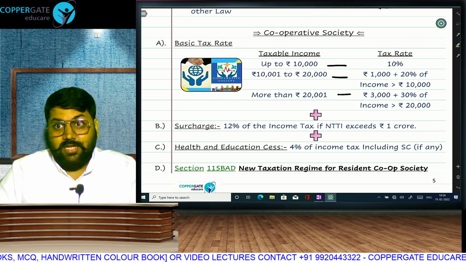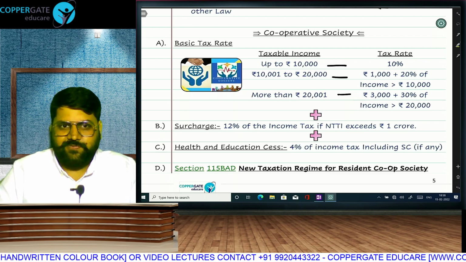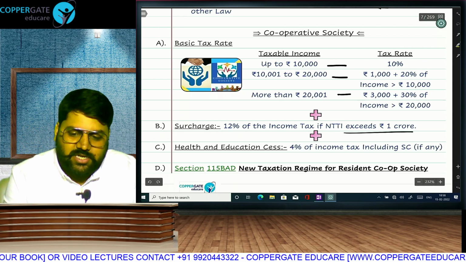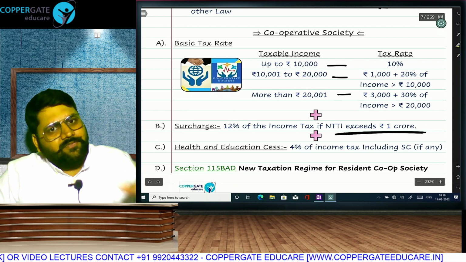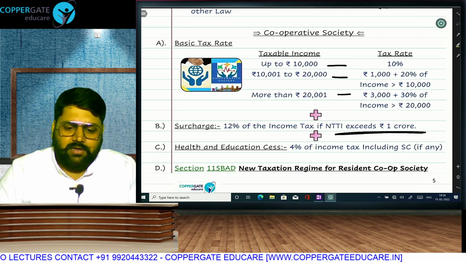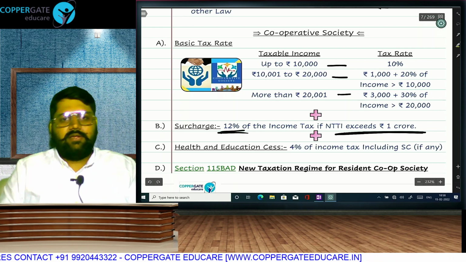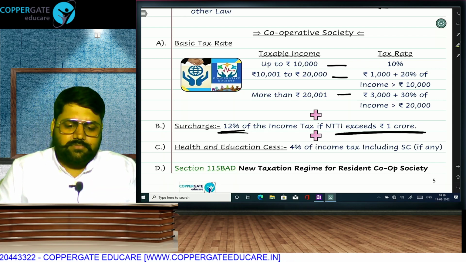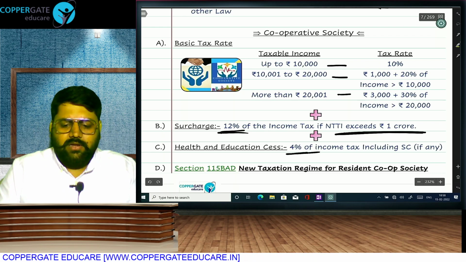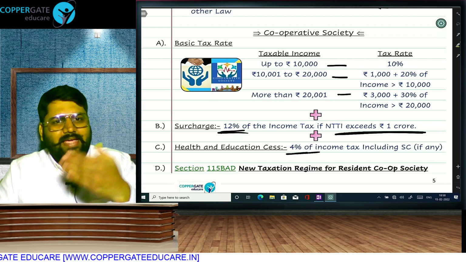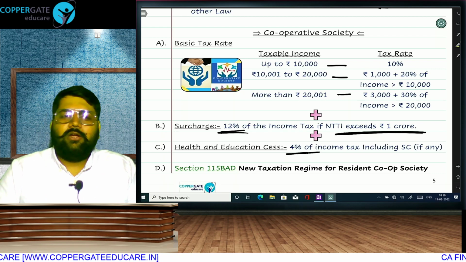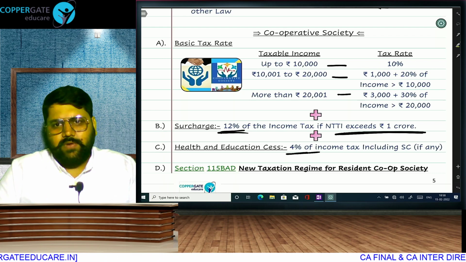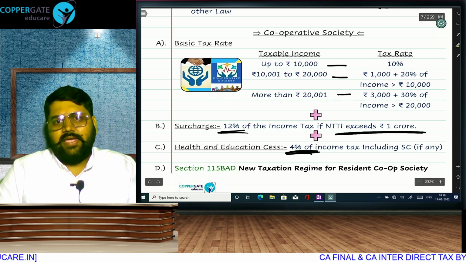Now see surcharge. The surcharge that we have studied, 10, 15, 25, 37, is for individual, HUF, AOP, BOI, AJP. For cooperative societies, surcharge will come only if income exceeds 1 crore. In fact, we all know for company, firm also surcharge comes only after 1 crore and only one rate, 12%. Same in partnership firm also. And HEC will be applicable at 4% of your basic tax plus surcharge if applicable. So only one rate of surcharge. Income less than or equal to 1 crore, no surcharge. Income more than 1 crore, 12% surcharge, and 4% is going to be the cess.